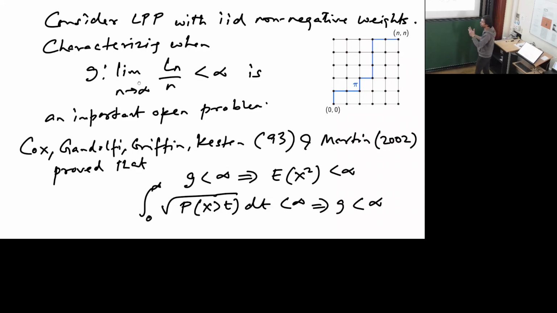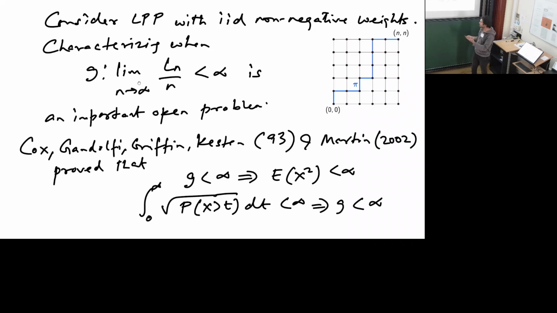This goes back to work of Cox, Gandolfi, Griffin, and Kesten, who proved that, with the growth rate of the passage time ln over n known as the time constant, the time constant being finite implies that the individual variables must have finite second moment. Subsequently, James Martin proved that this condition, which is roughly a finiteness of the second moment, because if you have finite second moment, the tail should be like 1 by t squared, slightly more than that. And so the square root of 1 by t squared is 1 by t, which is not integrable. So if you do slightly more than that, then this becomes integrable. So these two conditions are not completely unrelated. And what Martin proved was this condition was enough to imply finiteness of the time constant.